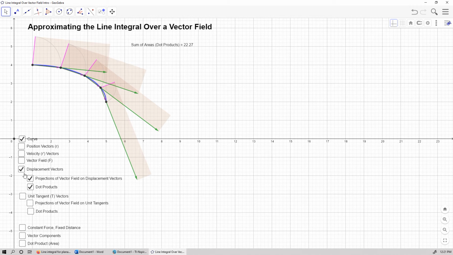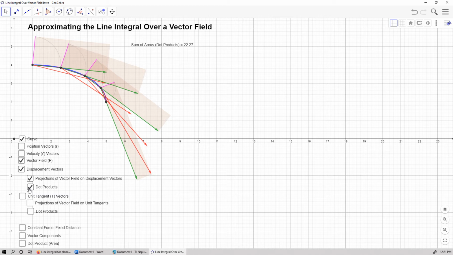So if we went back to our actual vector field and just did the dot product of that with the displacement vector, we're going to get that area. Okay, so that's what we want to do. And then we just want to simply take those four areas and add them up. In this case, the sum of the areas, the sum of those dot products, is 22.27.